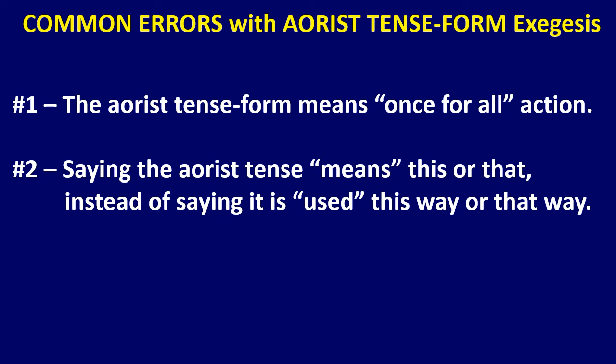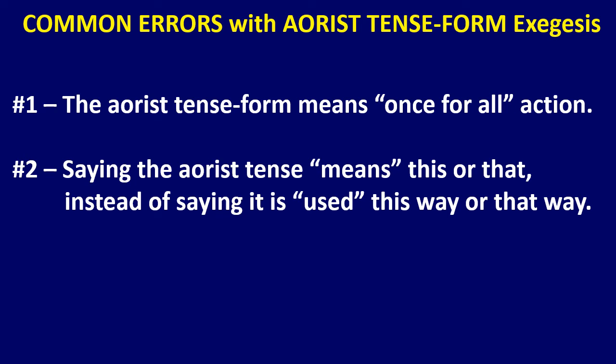The second common error that people often commit when it comes to the aorist tense form in their exegesis is to say that the aorist tense means this or that, instead of saying it is used this way or that way. When we say it means this or that, we're implying that the aorist tense form, when you see it as aorist tense, has an inherent meaning to imply a certain kind of action or time of the action, when in fact meaning depends on usage in any given context, as we've seen.